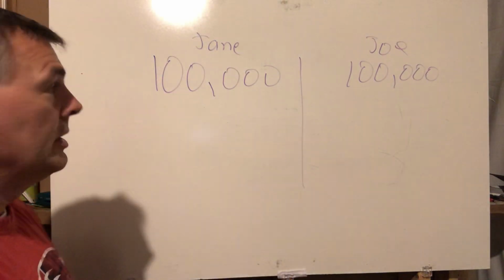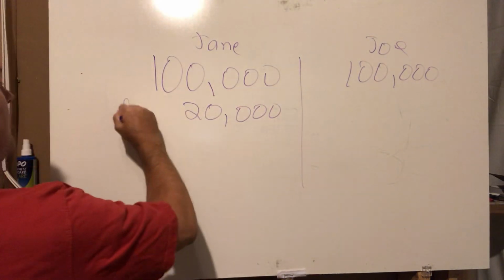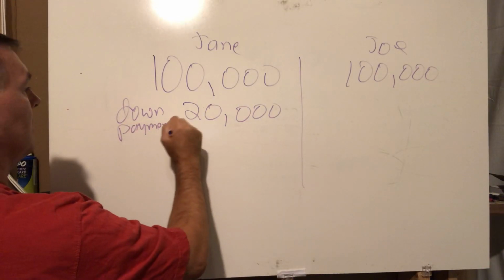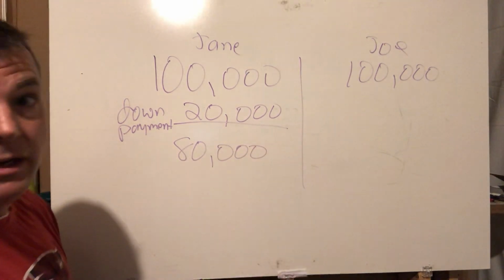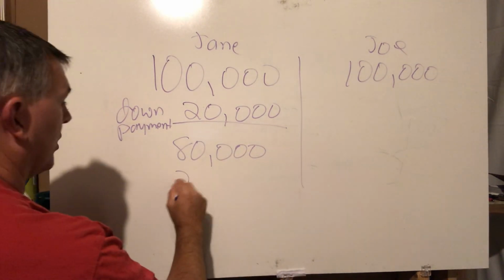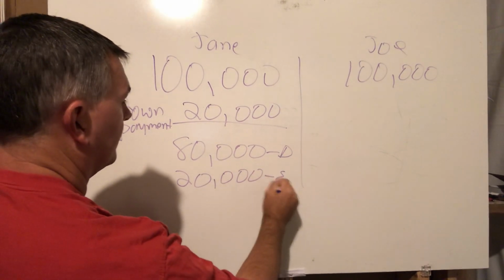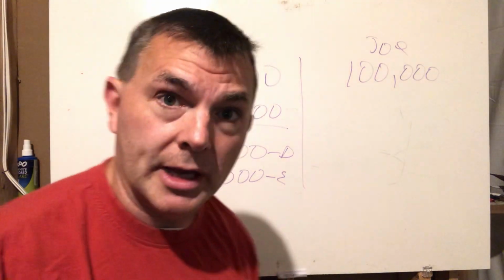All right? Jane puts 20% down payment. That means she has $80,000 of leverage, of debt. Leverage and debt's the same thing, and $20,000 of equity. All right? So Jane's got $80,000 of debt, $20,000 of equity.